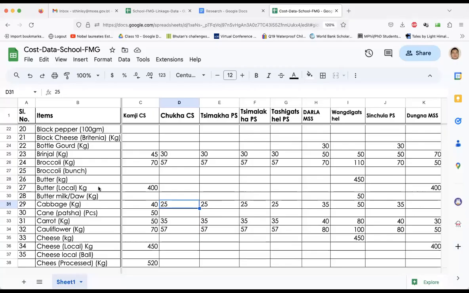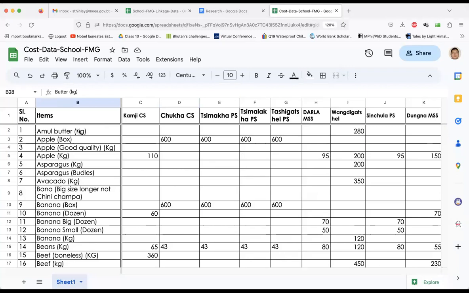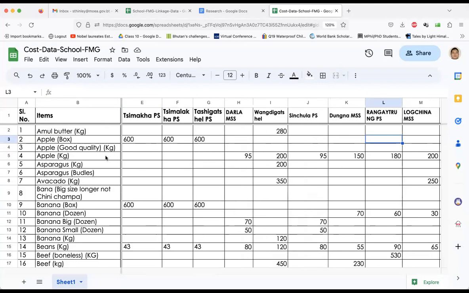Back to the data. If you see this Apple box, in Chuka CS it is 600 because it's one unit. Whereas let's look at Apple cage: Apple box, Apple cage good quality, Apple cage. So three different apples in three different quantities.